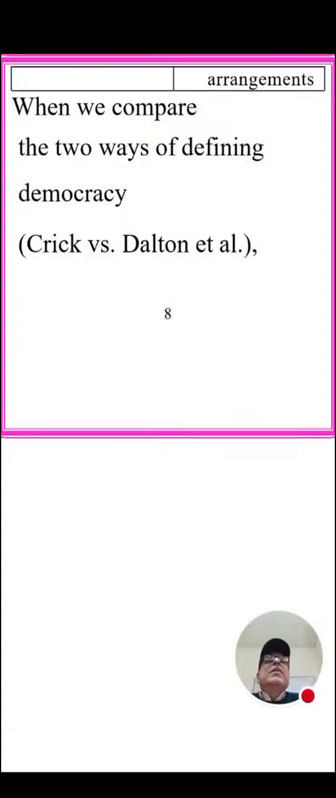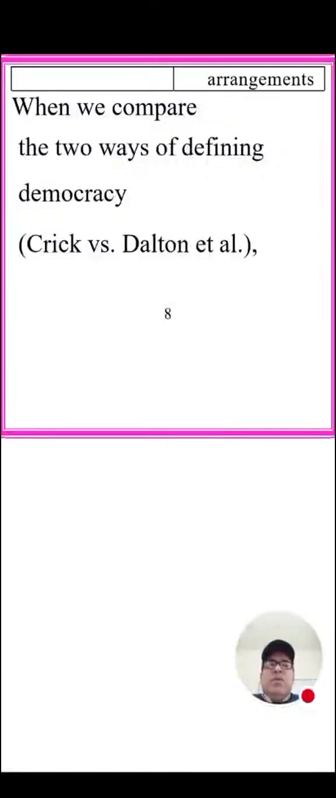When there are several authors of a book or a research paper, to avoid repetition or to avoid taking all the names, you mention the first author's name and then you say et al. It means and others, Dalton and others, et al.